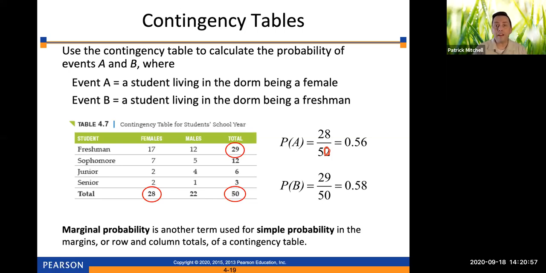And then event B, a student living in the dorm being a freshman. There are 29 freshmen, and again, a total of 50 students. So the probability of B is 29 over 50, which is 0.58. Marginal probability is another term used for simple probability in the margins, or row and column totals, of a contingency table.